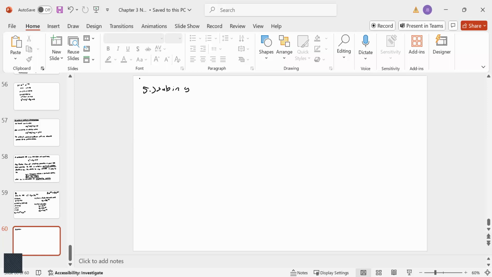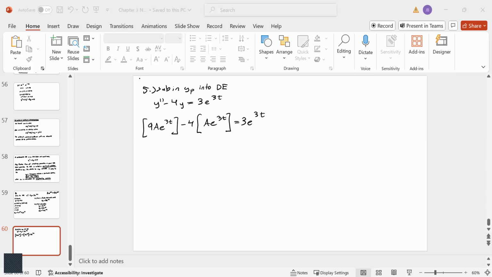Sub in yp into the differential equation. So y double prime minus 4y equals 3e to the 3t. And so what we end up getting is 9a e to the 3t minus 4a e to the 3t equals 3e to the 3t. Just like that. And so my goal is to find a value of a that makes both sides true. So we'll do some simplification, right? Let's make that step 6. Simplify.